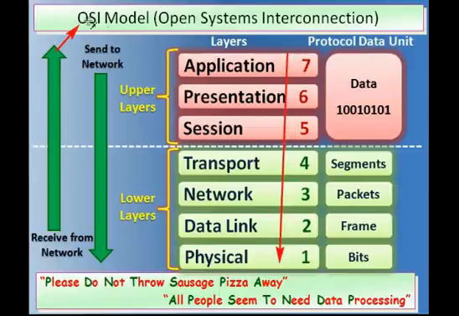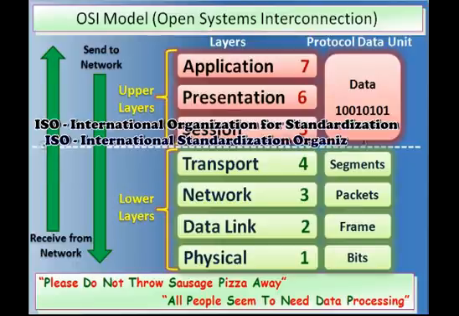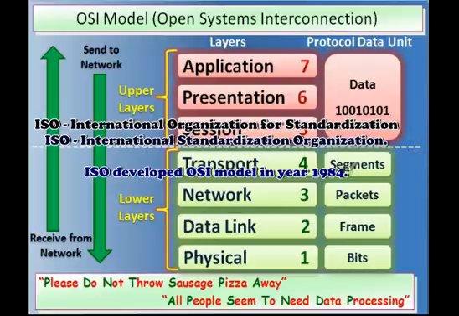So what is the OSI model and why did the OSI model come into existence? The OSI model was developed by ISO, International Organization for Standardization, or some people call it International Standardization Organization. ISO developed the OSI model in the year 1984. But the most important question, why has ISO developed the OSI model?